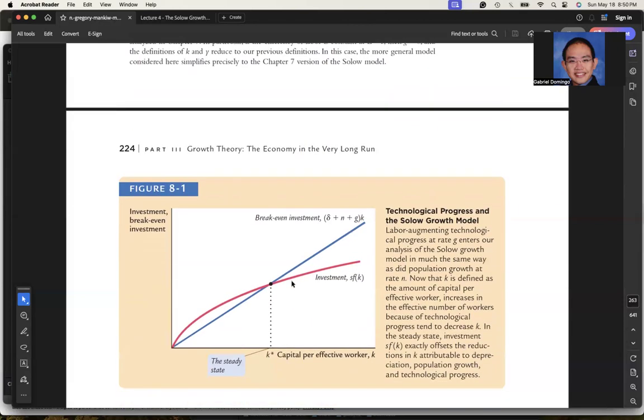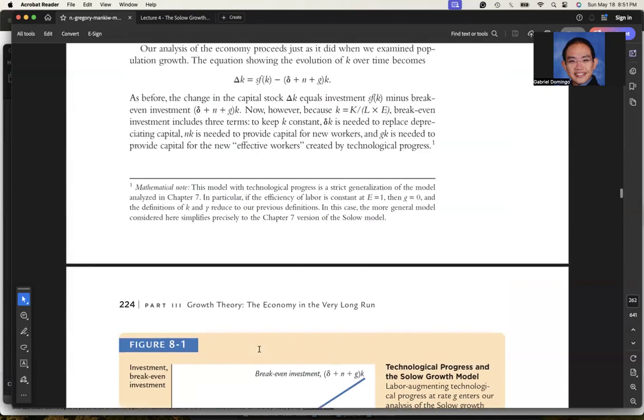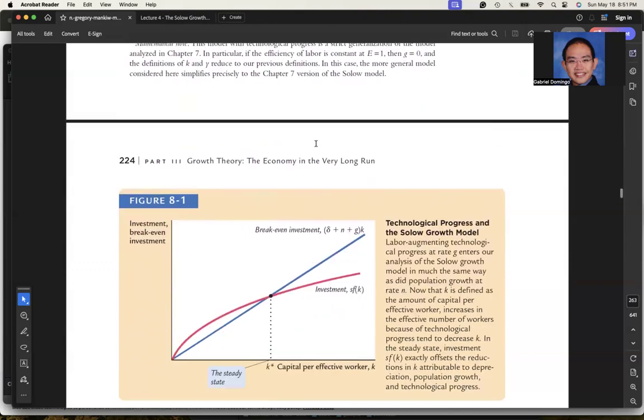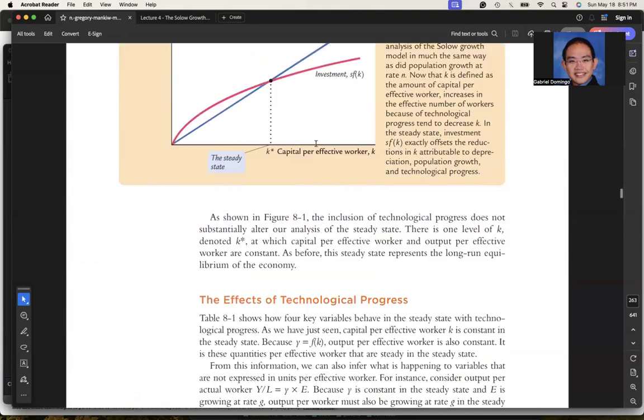The graph is still very much the same, right? The blue line still starts from the origin, but now its slope is delta plus N plus G. Okay? So basically, it's a steeper line than before. The more elements you add here, the steeper that line will become. The red line is still f of k, the intersection of which will be k star, the steady state, which is defined as the k that makes delta k equal to 0. So your k is no longer growing, and therefore your small y is also no longer growing at the steady state.